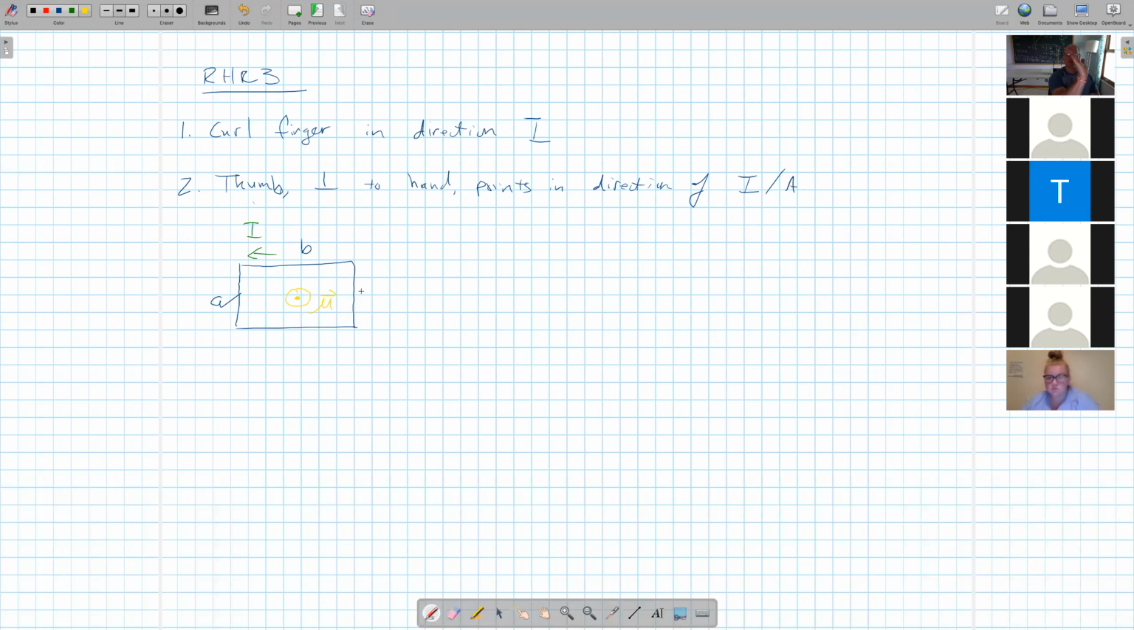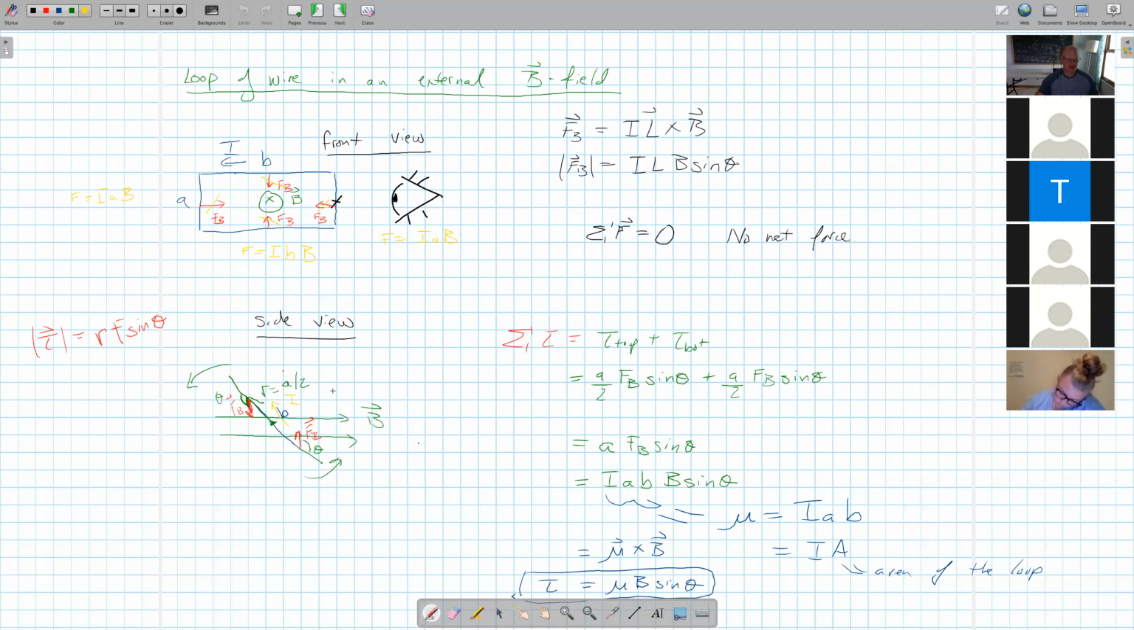Okay. So again, curl our fingers in the direction of the current. Our thumb then points in the direction of the magnetic moment. In this case, the magnetic moment will be pointing towards us. Or if I go back to the previous page, what that means then is, what color have I not used? We'll use blue. So in this case, we'd curl our fingers in the direction of the current. So that's going around in this direction. So in that case, our thumb would be pointing down in this direction. So this is the direction of the magnetic moment.